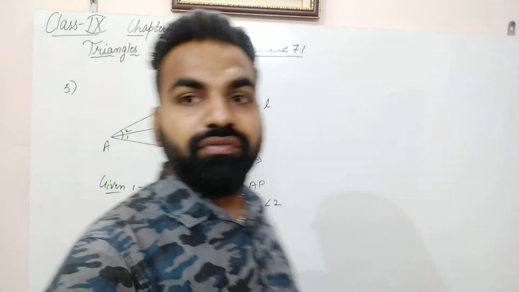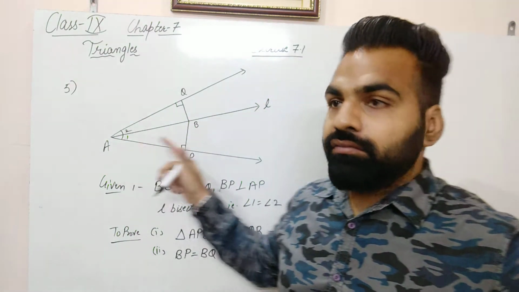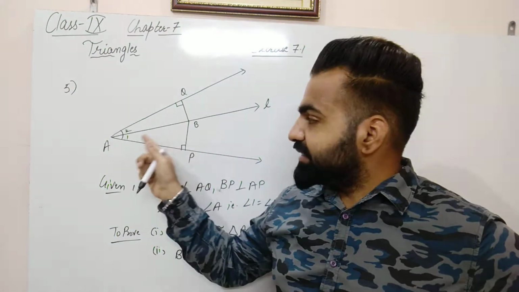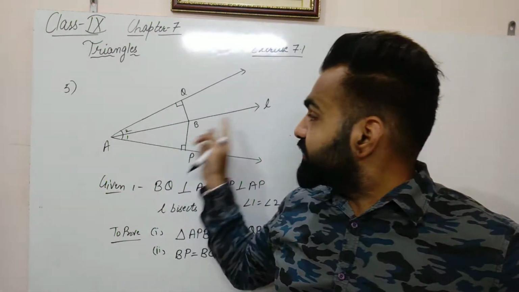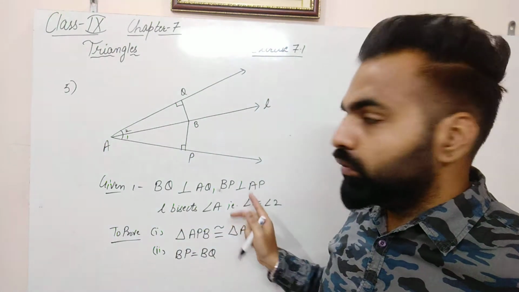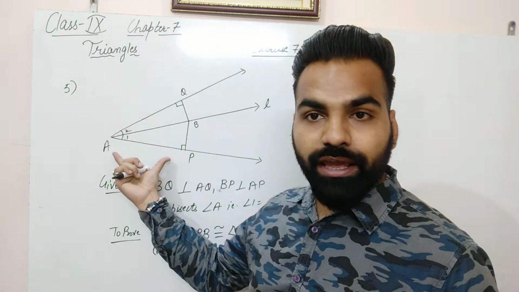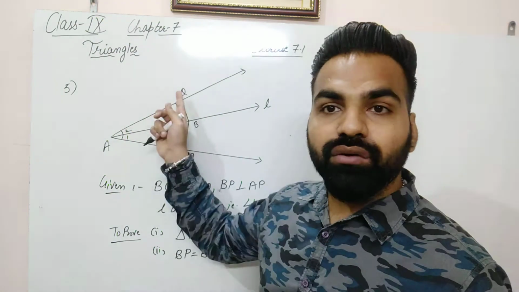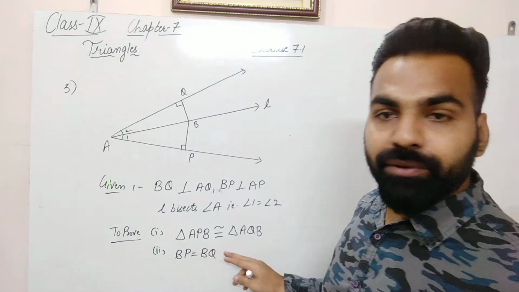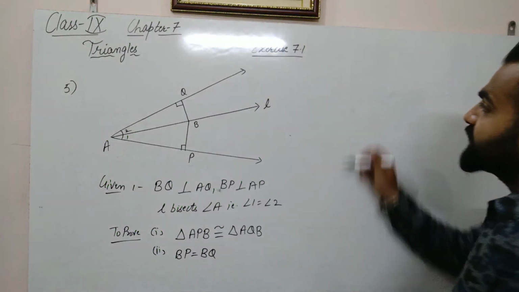Now see question number 5 here. There is angle A here formed by these two lines. This line L is the bisector of angle A here. So since this line bisects angle A, angle 1 will be equal to angle 2. Clear everyone? Now it is also given that BP is perpendicular to AP and BQ is perpendicular to AQ. So we have to prove two parts here: triangle APB is congruent to triangle AQB, and BP is equal to BQ. So let's start the proof here.